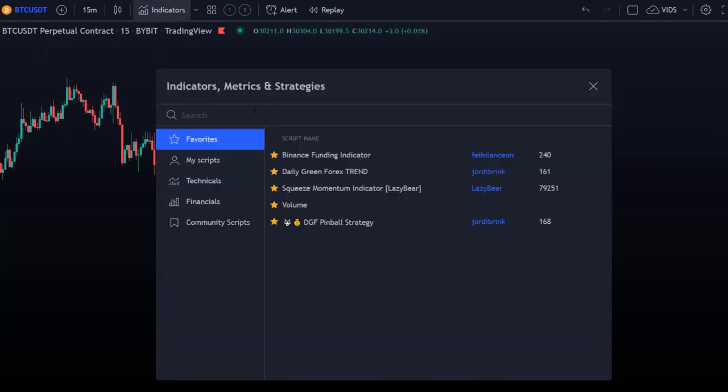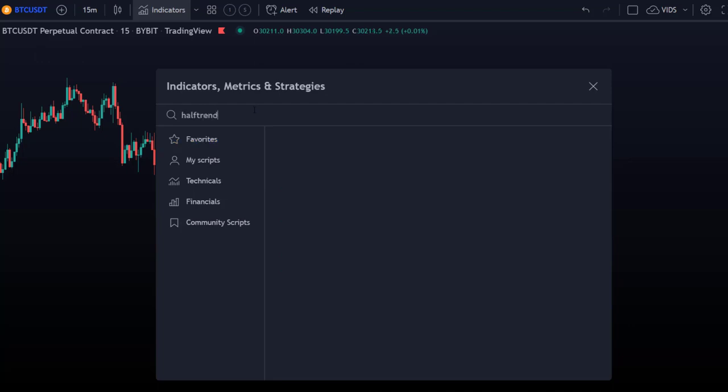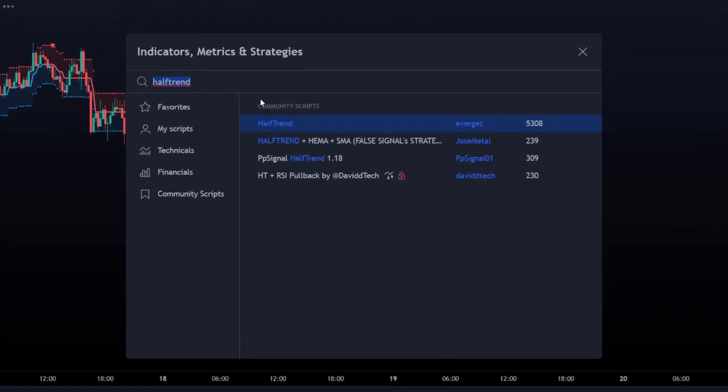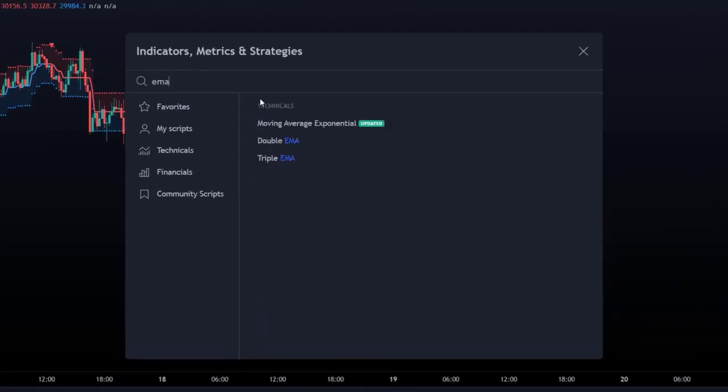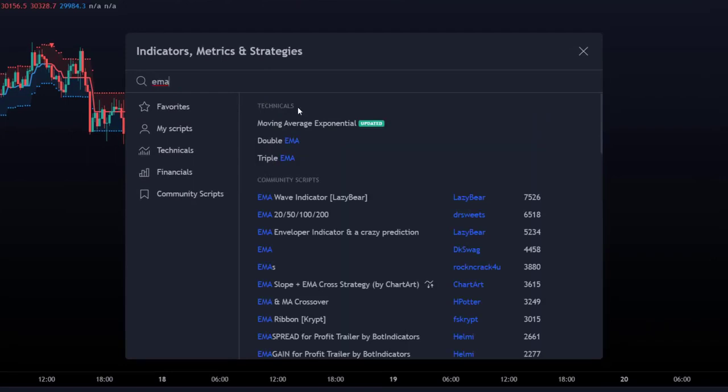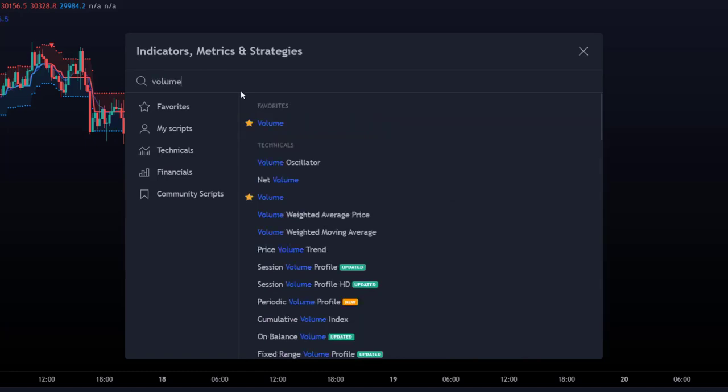The first indicator we fill in on the analysis platform TradingView is the half trend. The second indicator I use is the EMA or exponential moving average. And the third one I use is the standard volume indicator.